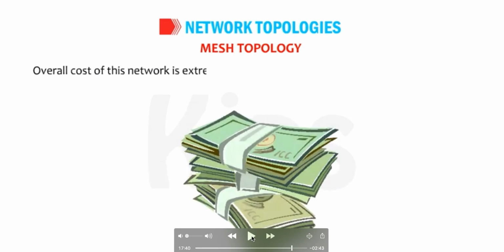The overall cost of this network is extremely high as compared to the other network topologies. You just observe the figure here. The cabling costs a lot. So many cables are connected to each and every system, right? So the cost will be extremely high compared to all other networking topologies.